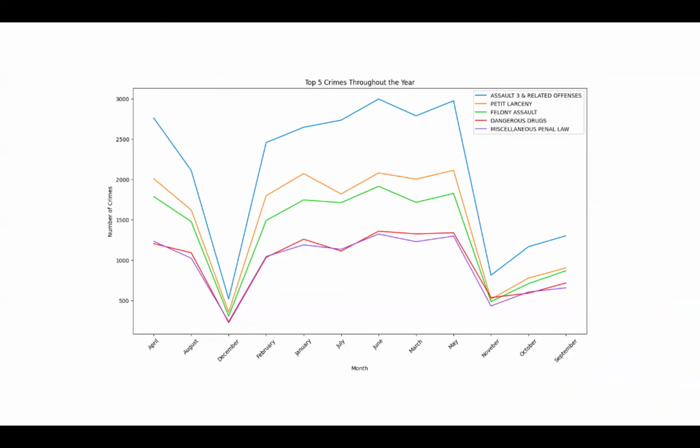And here you can see the top five crimes throughout the year: assault and related offenses, petty larceny, felony assault, dangerous drugs, and miscellaneous penal law.